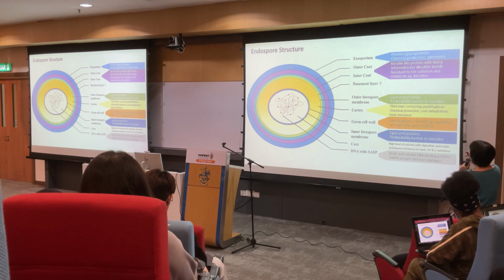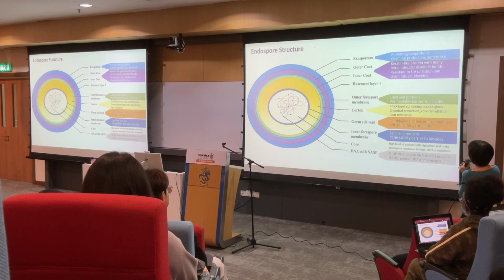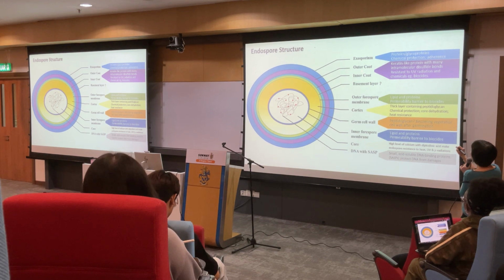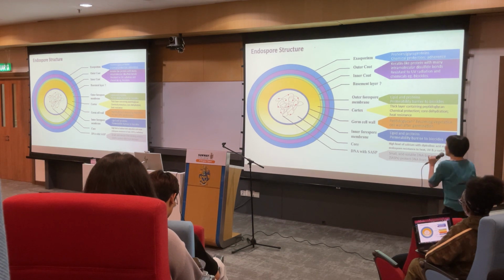coat. And forget about this one, I don't even know what this is. The cortex is important. Of course, the core, what is inside here, and also these two. These two, the cortex and the spore core, are the ones you might have to keep in mind, because they are very well studied. All right.